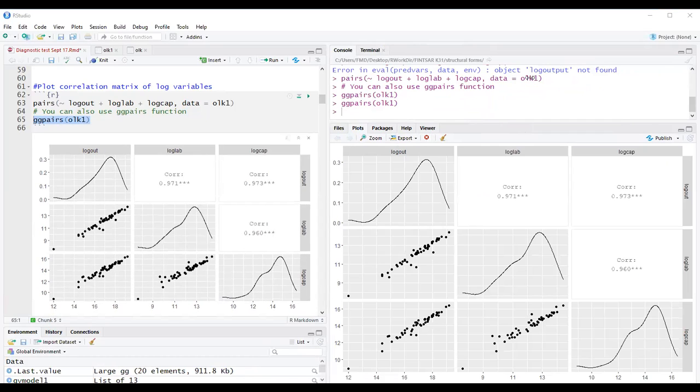Okay, so what can we see from here? Log output, log labor, guys, we can see that they are highly correlated. In fact, the correlation between these two variables is 0.971. Very high, very good. How about log output and log capital? 0.973. That's also very good. Ang problema nga natin, very high din si log labor at saka si log capital. Okay, we'll see this later kung ano mangyayari sa model natin. Okay, so let's continue.